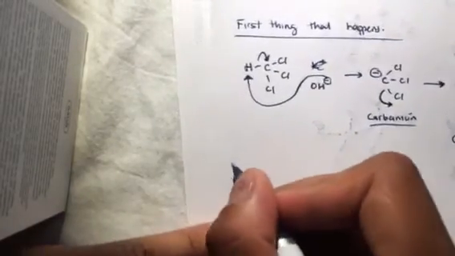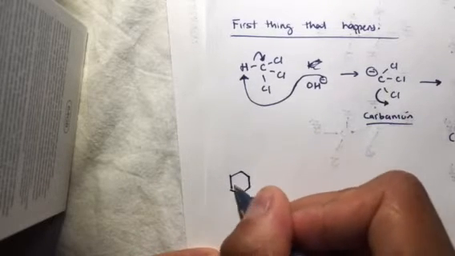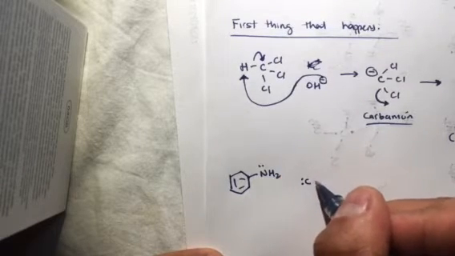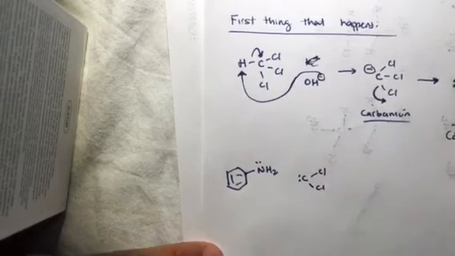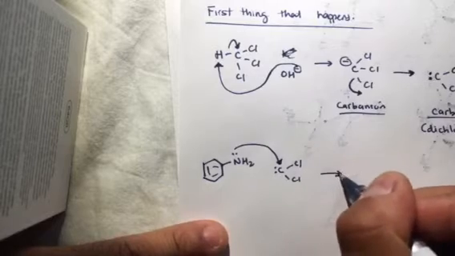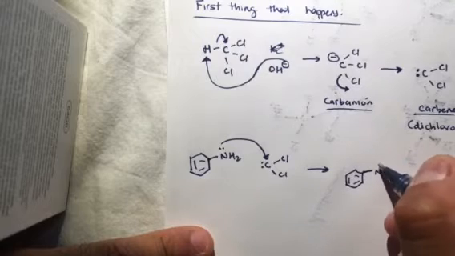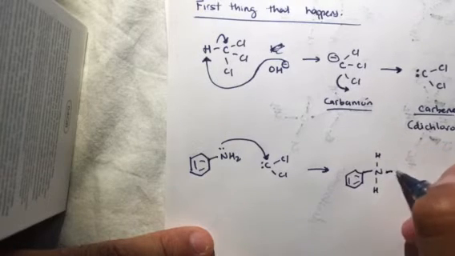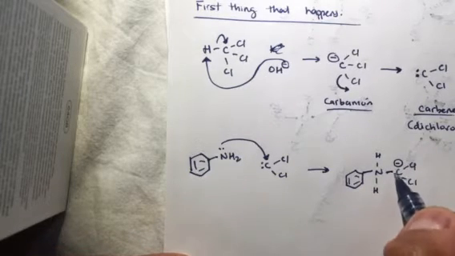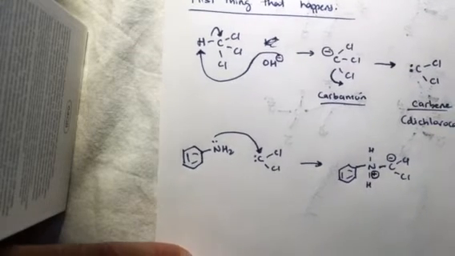So let's start with our mechanism. Here we have our primary amine. We have our dichlorocarbene. It's going to make the first attack on the carbon. We're going to have a negative charge here because again, we have 3 bonds to carbon, and now we have 4 bonds to nitrogen, so it's a positive charge.